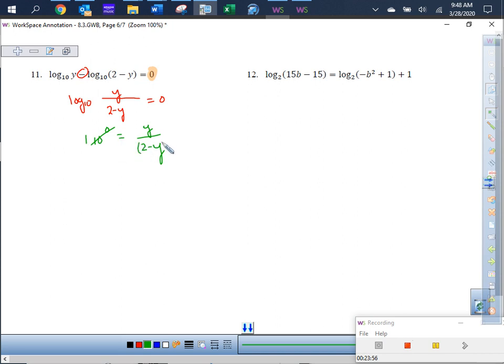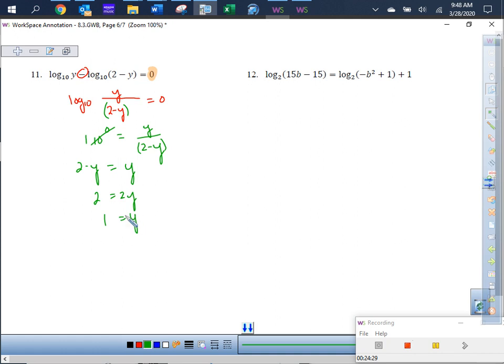And now we need to realize this is a whole group right here. You don't have to write it in parentheses, but it's probably better if you do. To solve this equation, we'll get rid of this divide by 2 minus y by multiplying by 2 minus y. If this was anything but 1, you'd have to distribute it through there, but 1 times this is just 2 minus y, and that'll equal y. So multiply both sides there, add the y over, and then solve. y could equal 1 in that case.